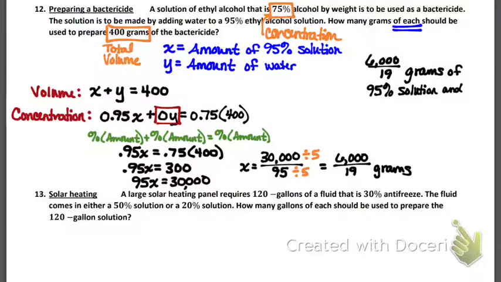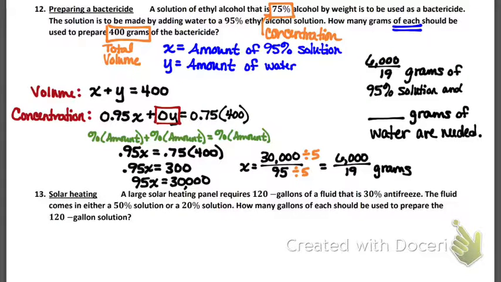And we still need one more piece, right? We need to know how much water. How can I figure out how much water? What can I do to figure out how much water is needed? What do we know about our final product? We need it to add up to be 400 grams.